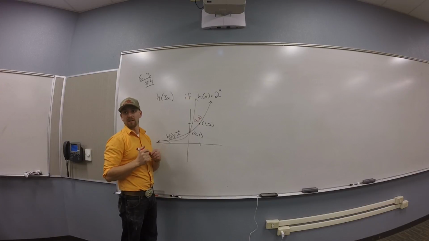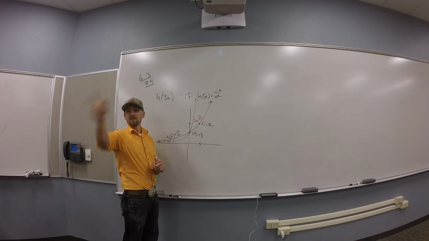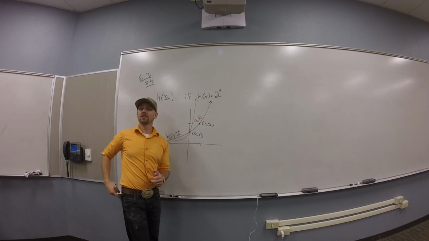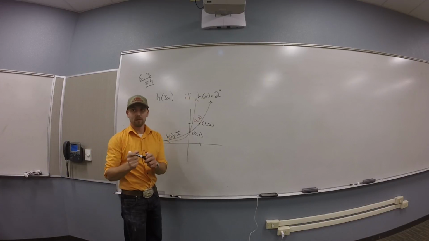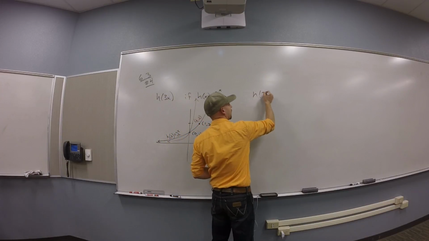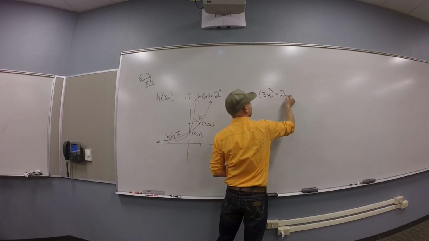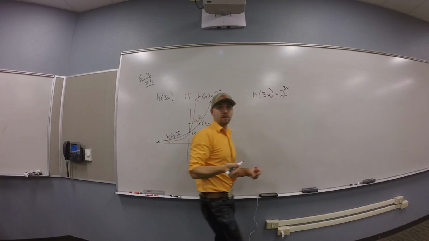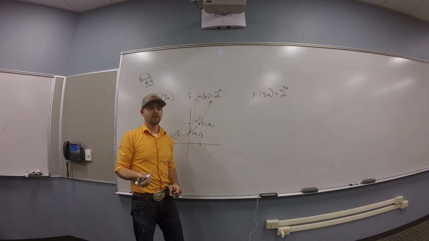What if you stretched it vertically by 3? Would it look the same? No. Similar? Let's figure out the vertical stretch though. We can figure that one out. So my new function, h of 3x, is 2 to the 3x, right? You guys with me on that?